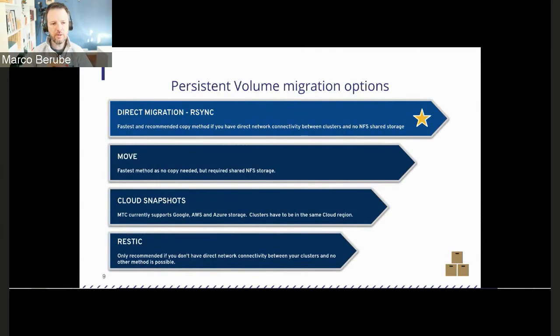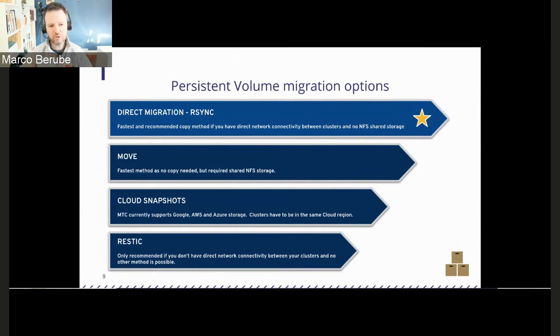So when we talk about MTC, we have different ways of migrating the persistent volumes, the PVs, which is one of the key phases during the migration, as this can be a lot of data that you need to migrate from one cluster to another. And the most common approach, the recommended approach in the current version of the tool, would be to use the direct migration or the rsync new feature that we just released, which should be, in most cases, the fastest way to copy data from one cluster to another.